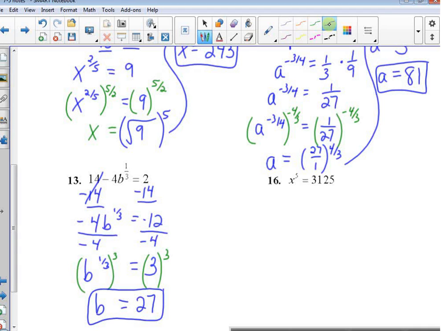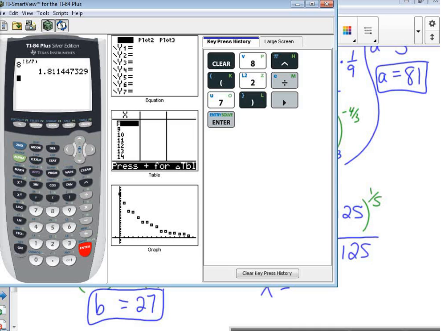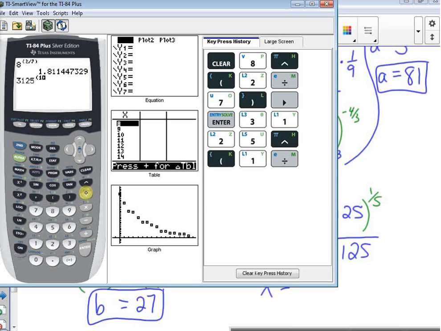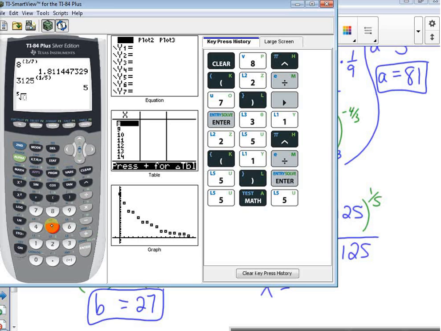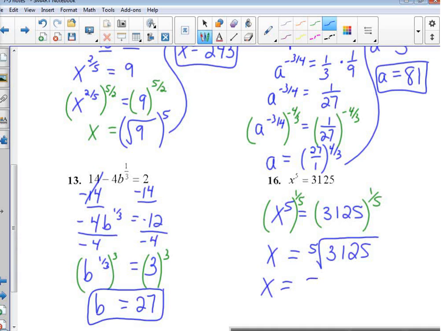And then for 16, you could take the 5th root of both sides, or you can just raise both sides to the 1/5. And then when you calculate that, you are going to have to take the 5th root of 3,125. You can do it either way on the calculator. Let's take a look at that. So I'm going to do 3,125 to the 1 divided by 5, or I'm going to take the fifth root of that. So I'm going to go 5, math, choice 5, and 3,125 inside there, and I get 5. So either way, you get 5.